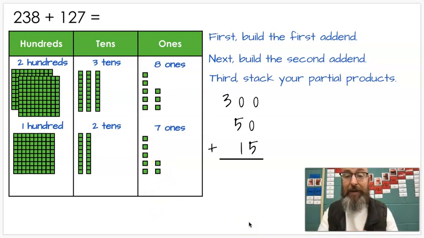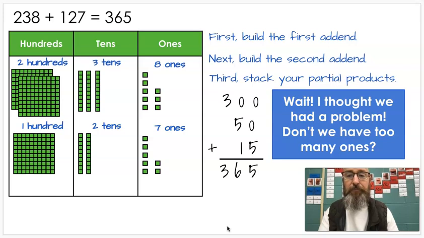Now, when you do 15, make sure you line it up. Okay? So we still have to have that 15 there. Then we add it. 0 plus 0 is 0. Plus 5 is 5. 0 plus 5 is 5. Plus 1 is 6. And 3 plus nothing is 3. And the answer is 365. Now, wait. In our last lesson, we said we would have had a problem here. Don't we have too many ones? Because we've always said you could never have more than 9 in any column.